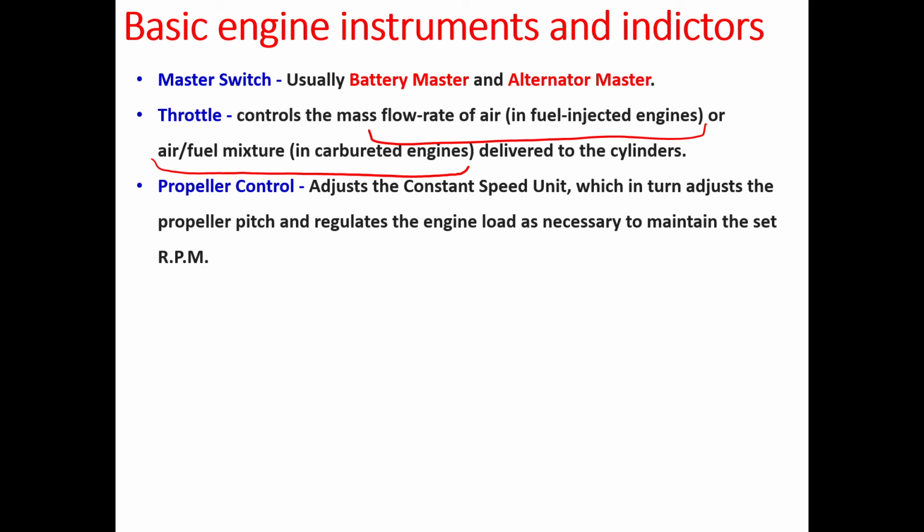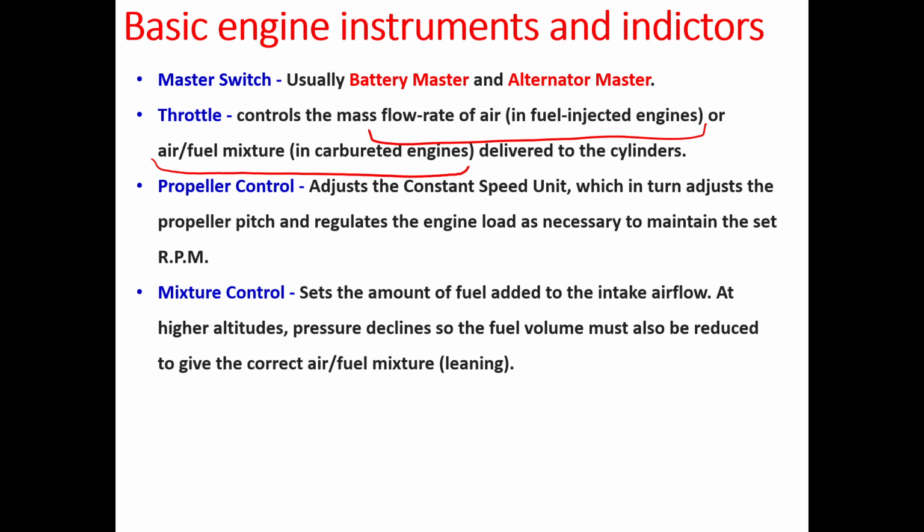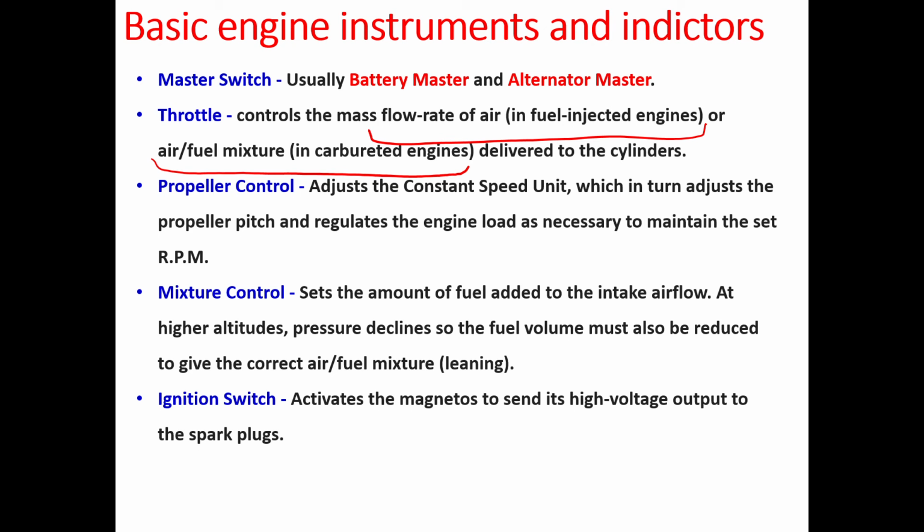Okay. We also have the propeller control that adjusts the constant speed unit of the propeller. Okay, which also can in turn adjust the propeller pitch and regulates the engine load as necessary to maintain the RPM of the engine. There is also the mixture control, which sets the amount of fuel added to the intake airflow. And this is mostly used in the jet engines. We have the ignition switch that activates the magnets to send this high voltage output to the spark plugs for the ignition.